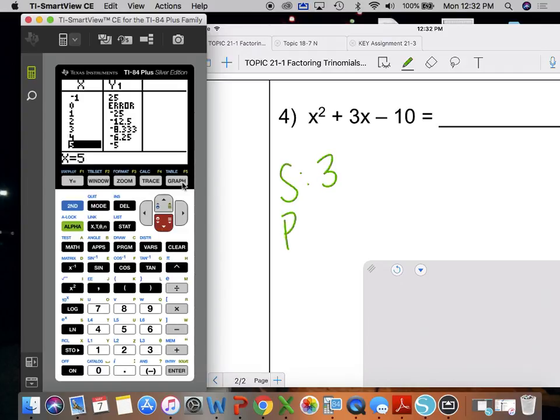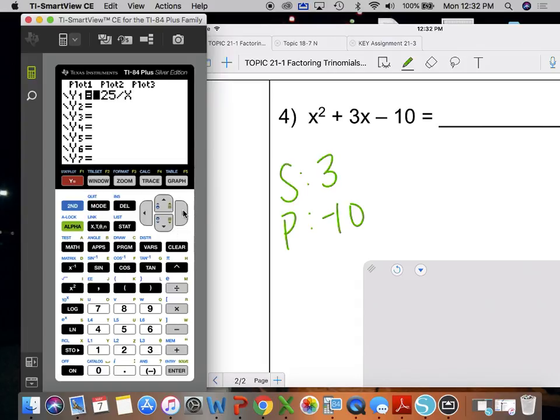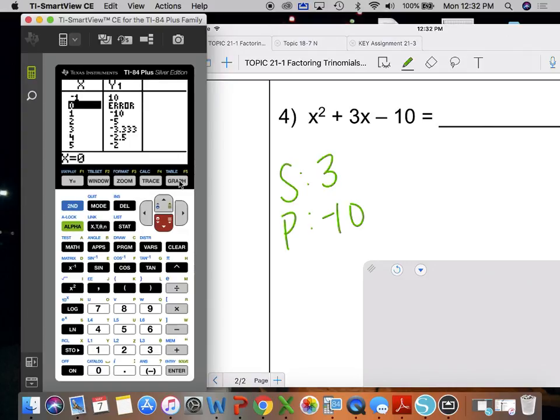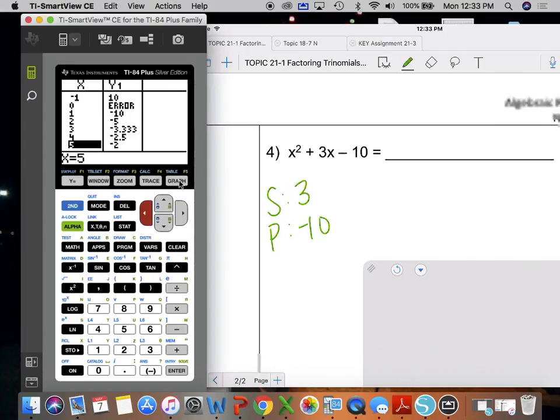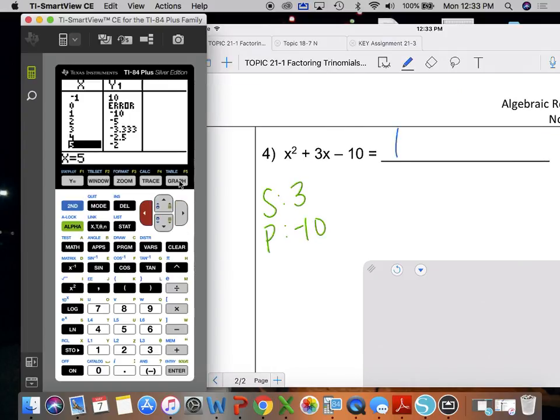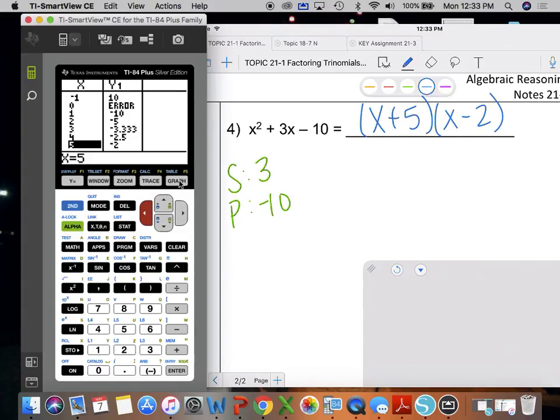Problem 4, sum is 3. Product is -10. So put the product divided by x, search for the sum. So I'm looking for something that adds up to 3. Note that I'm looking for a +3. 2 minus 5 is -3, but not what I need. So if I look at the other one, 5 minus 2 is 3. So 5 minus 2 are my two numbers.